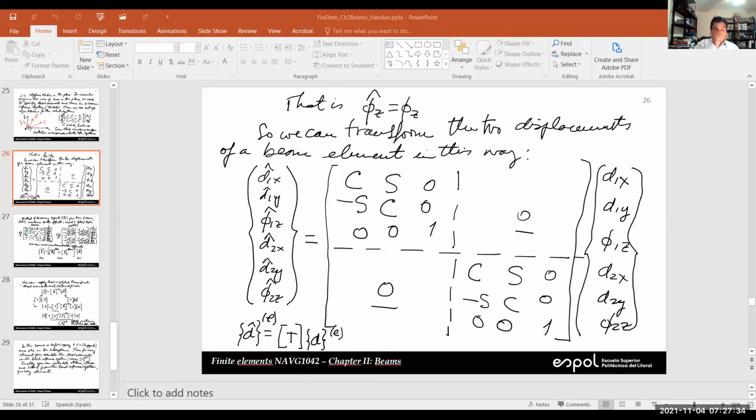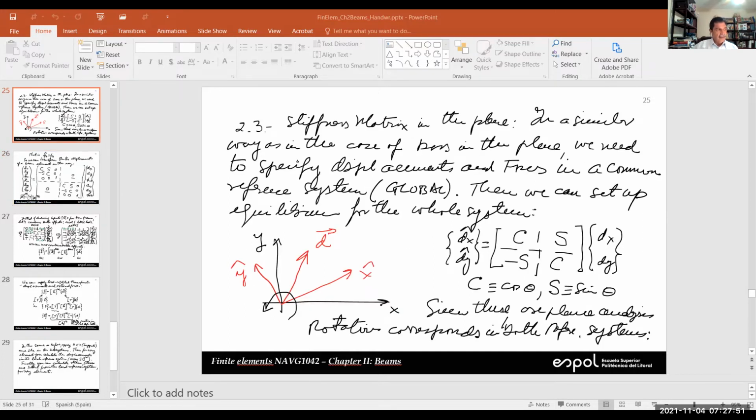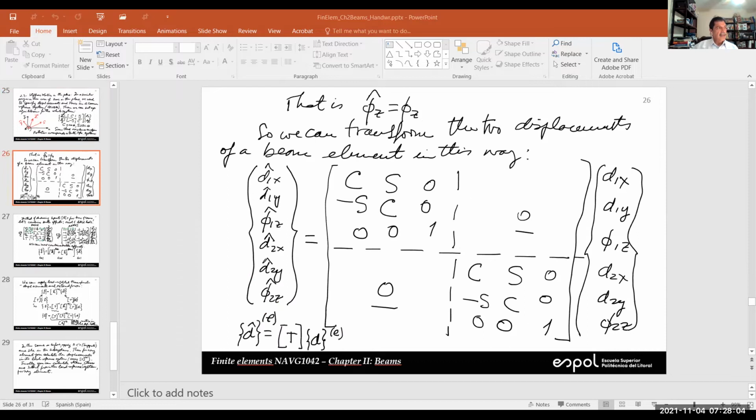And then the rotation, since we are working in the plane, the rotation points normal to the plane of the paper. That means that the rotation in both reference systems is the same, because it points in the Z direction. The Z direction points perpendicular to the plane, both for the global and for the local reference system. So it's the same. That's what we're saying here.